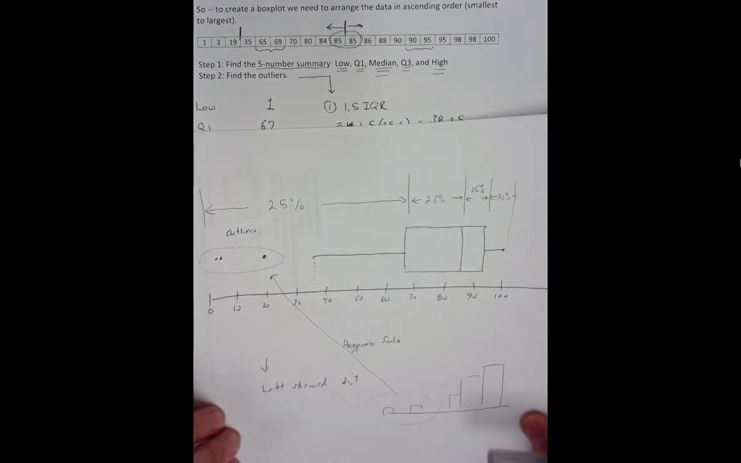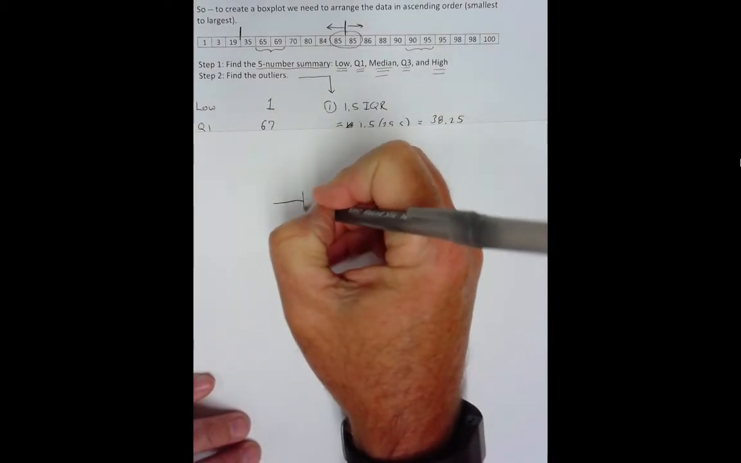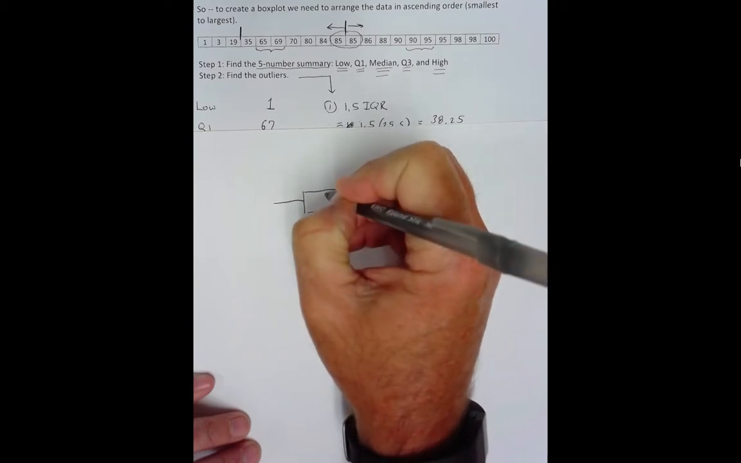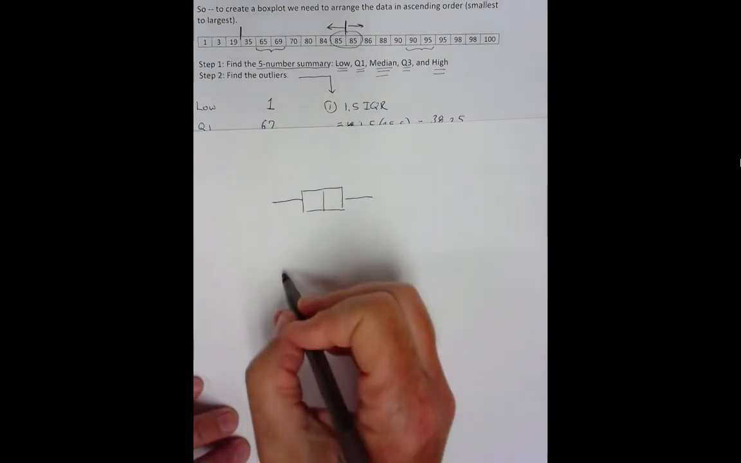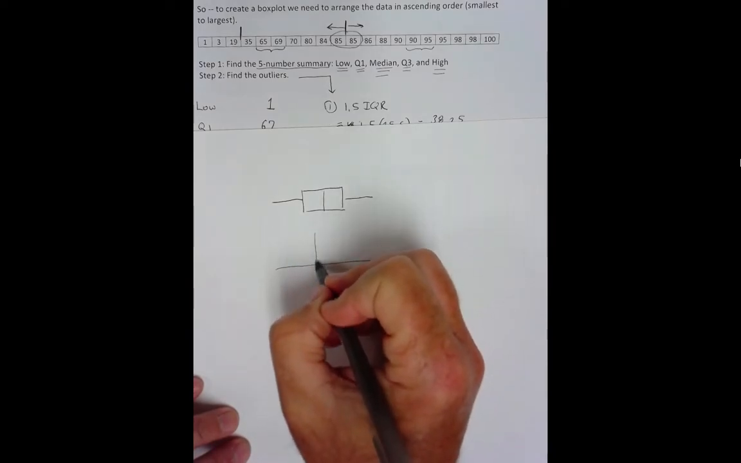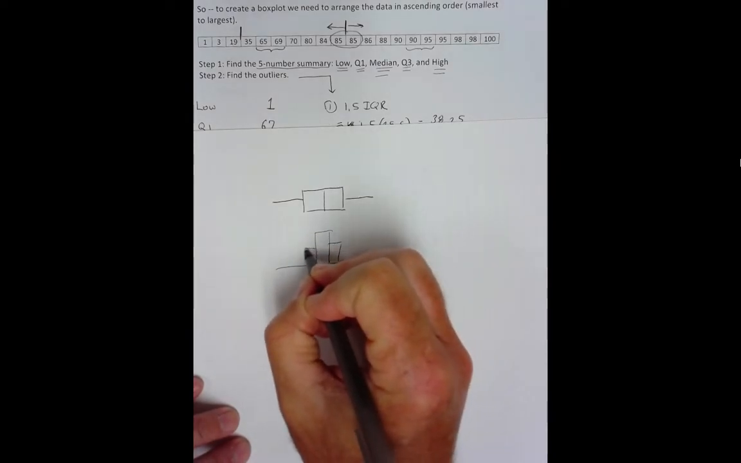So what would a box plot look like with a symmetric distribution? Well, the box plot would be symmetric. The left and the right sides would look the same. This would correspond with a histogram.